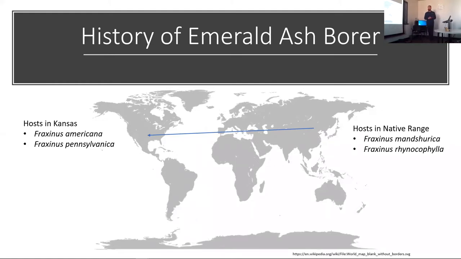white ash. And so there's a little bit of difference in regard to how these hosts are susceptible compared to the native range. And I want to also note that while it was detected in 2002, it was probably introduced sometime in the 90s, right? So they were able to do some really great dendrochronological research and determine that sometime in the early to mid 90s is when this thing started to establish.